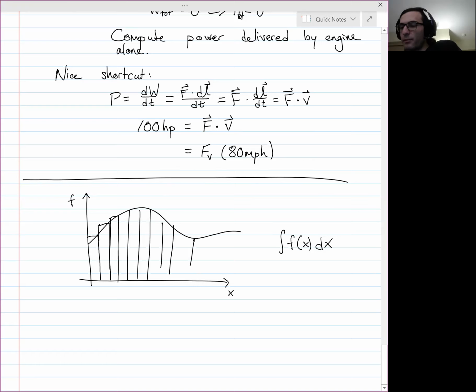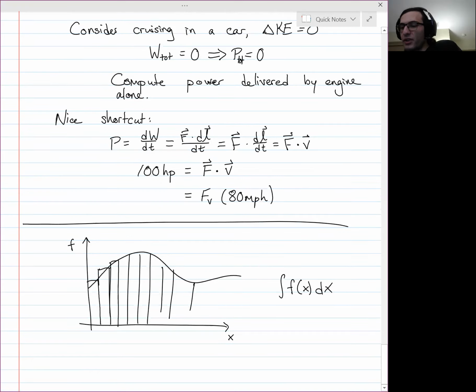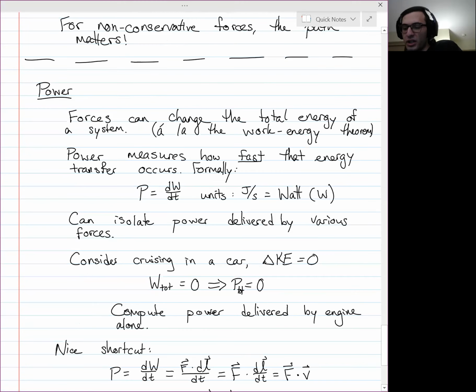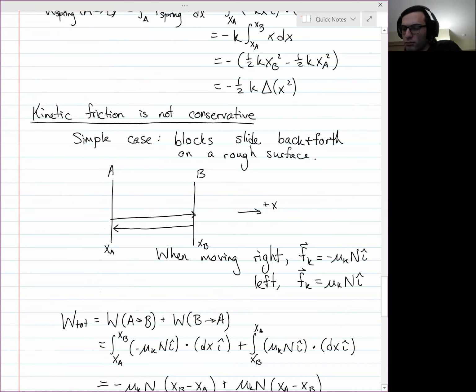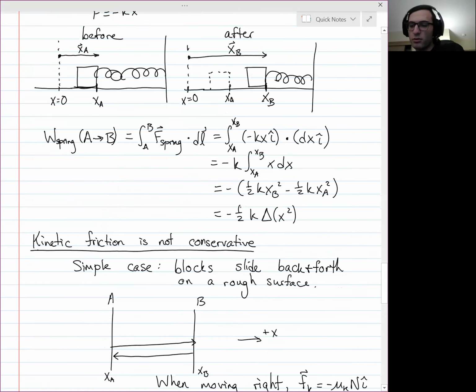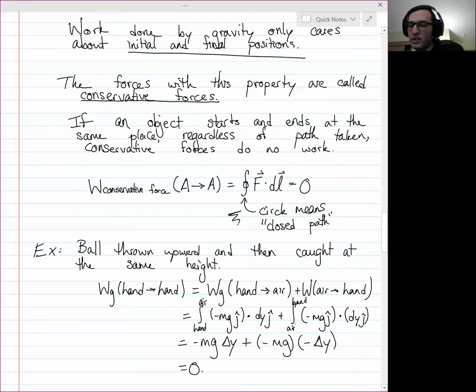The sign before the F dot dl. Yeah, this thing, the circle thing. It just means it's a closed path. It means you go back to where you started. It's just extra notation that tells you something special about that path.